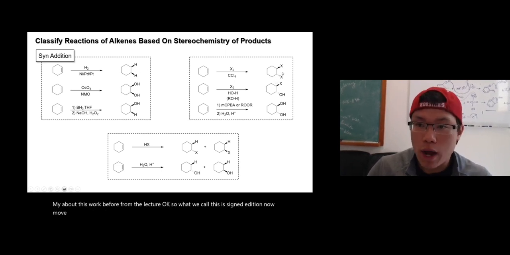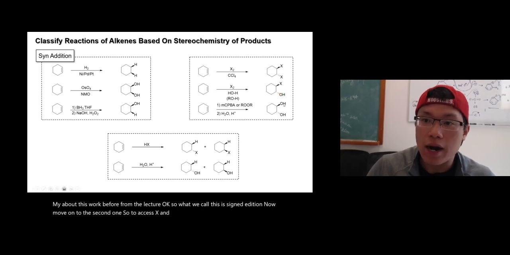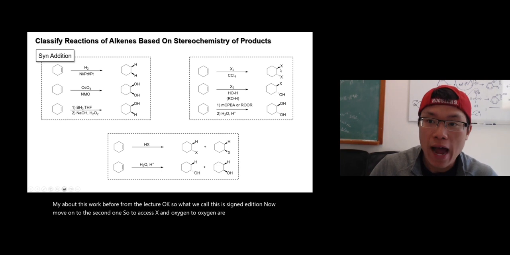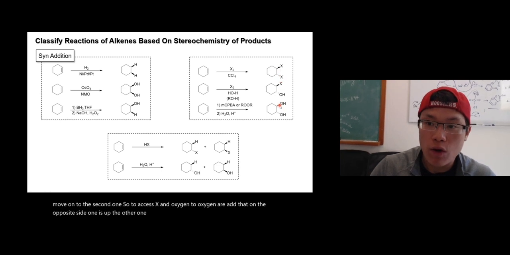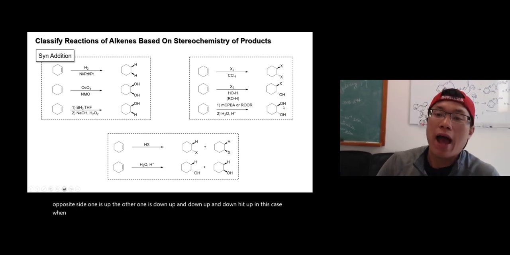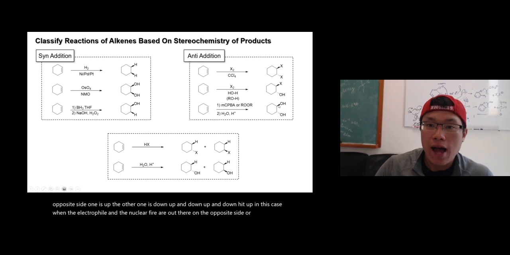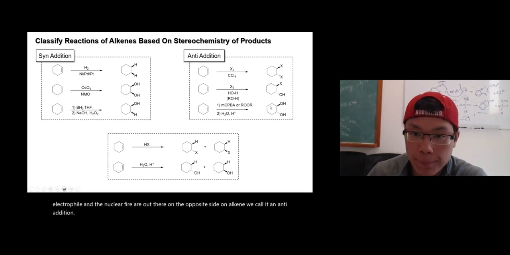Now, move on to the second one. So, two X's, X and oxygen, two oxygens are added on the opposite side. One is up, the other one is down, up and down. See that? In this case, when the electrophile and the nucleophile are added on the opposite side on the alkene, we call it an anti-addition. All right.